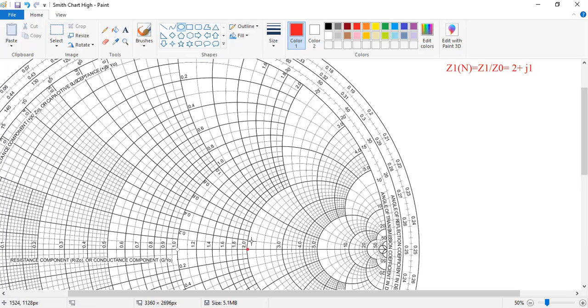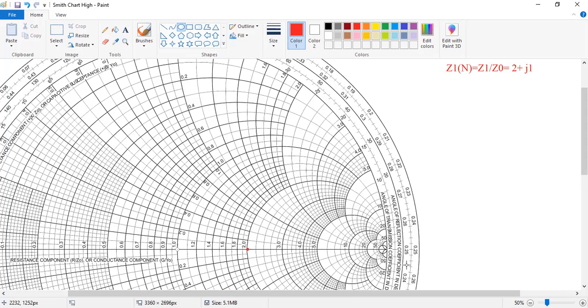Now this small dot, this is the real part. But we don't have simply the real part. If you have to plot an impedance of only 2 and the imaginary part is 0, then this is correct. But if you want to plot an impedance with some imaginary part, as imaginary part 1 is here, you have to go on these imaginary lines.